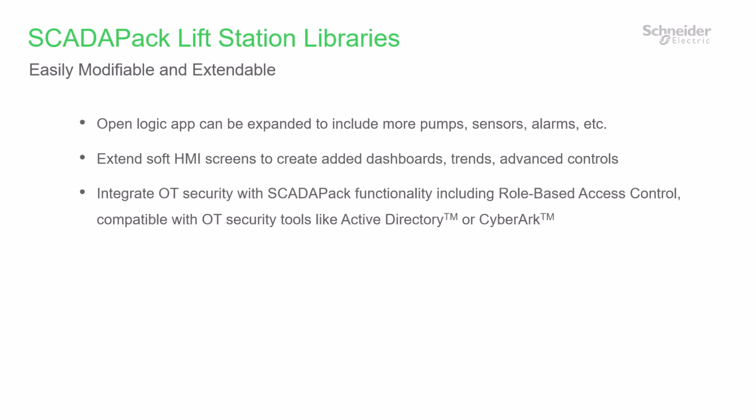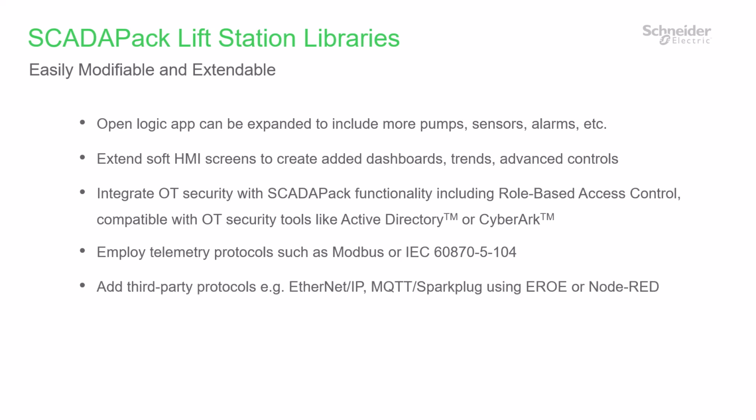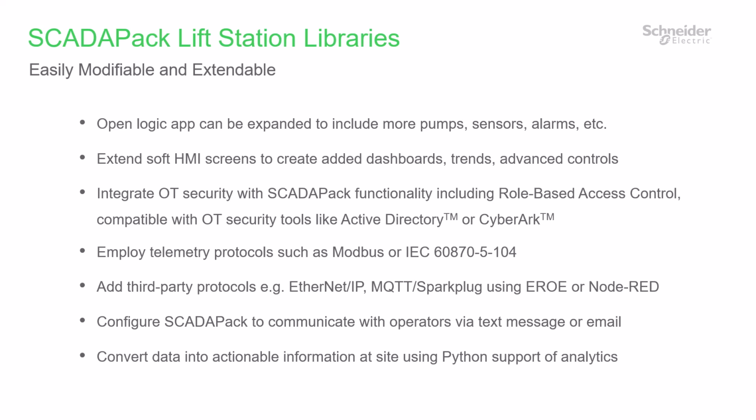Your system can integrate OT security using SCADAPack functionality, including role-based access control, which is compatible with security tools such as Active Directory or CyberArk. You can add other telemetry protocols such as Modbus or IEC 60870-5-104 and use functionality within Aero or Node-RED to add third-party protocols such as Ethernet IP or MQTT and Sparkplug. You can configure the RTU to communicate directly with operators by sending text messages or emails. And Python can be used to convert raw data into actionable information right at the lift station.